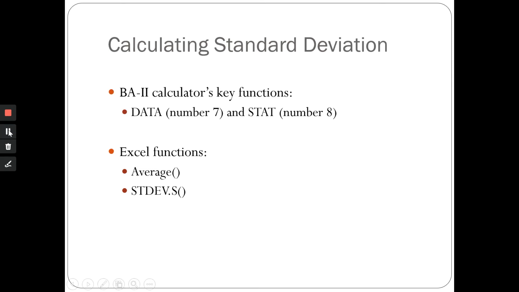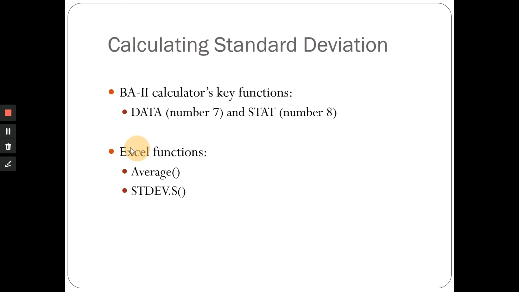Finally, we will see how we can calculate the standard deviation. So first we'll use the Texas Instruments BA II calculator, and the key functions for this are the data key, which is the number 7 button on the BA II calculator, and the stat key, which is the number 8 key on the calculator. I'm going to show you the calculator in a few seconds.